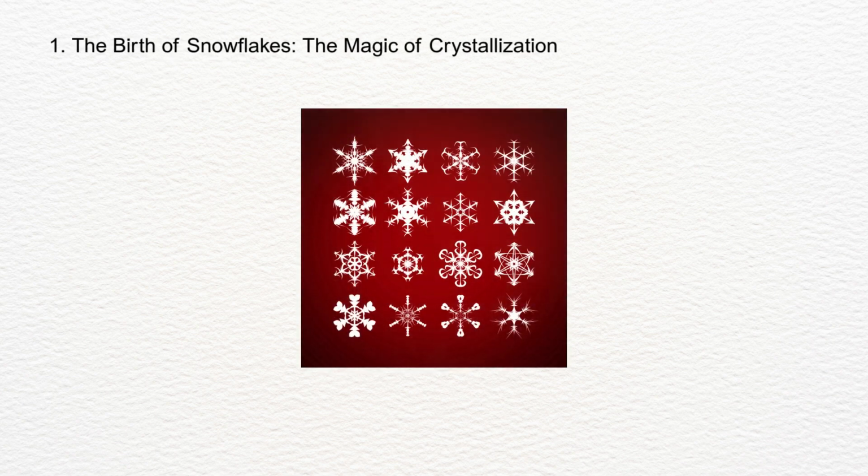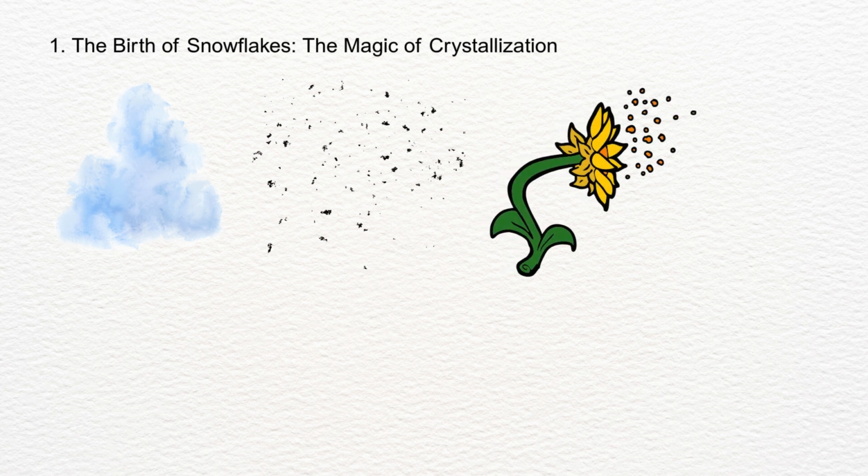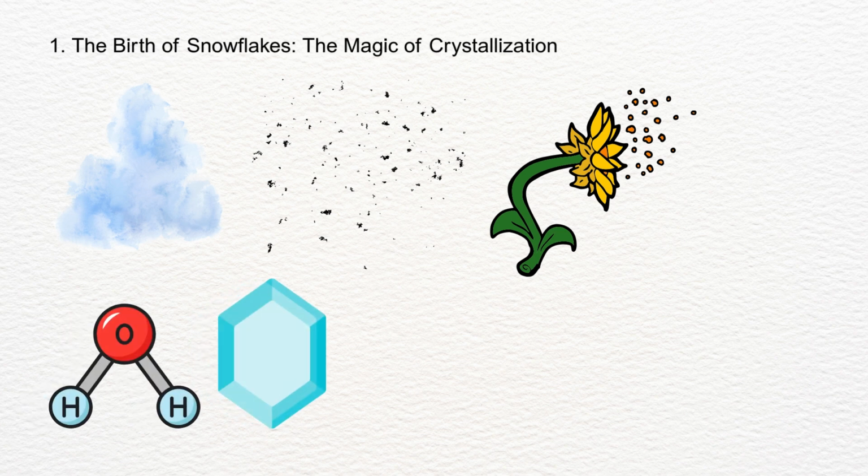1. The birth of snowflakes, the magic of crystallization. Why are snowflakes different from each other? The answer lies in how they are formed. Snowflakes begin when water vapor in the atmosphere condenses on a cold surface, a microscopic particle like a dust particle or pollen. Water molecules form hexagonal crystal structures thanks to hydrogen bonds. This hexagonal symmetry explains why snowflakes are often six-armed or star-shaped.